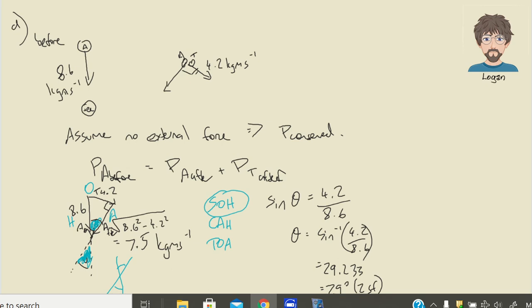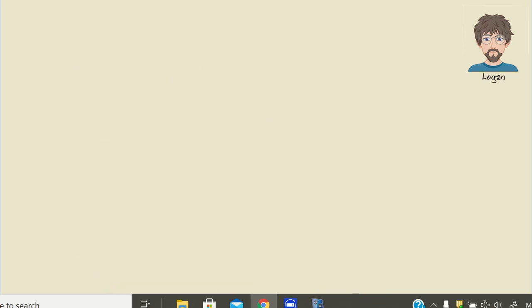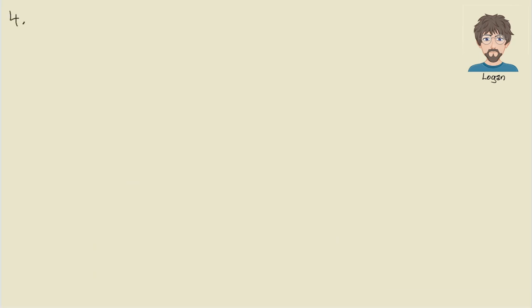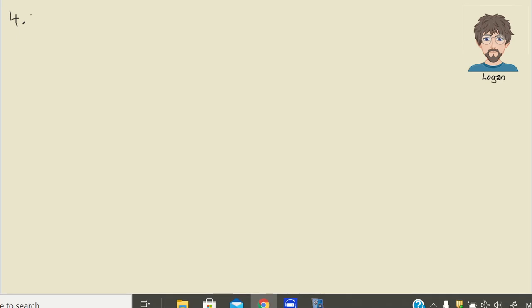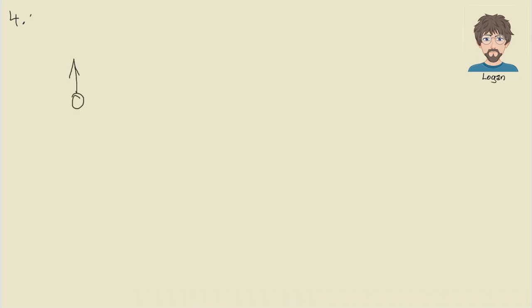What do we got? Question 4. At a bowling alley, a 6.8 kilogram bowling ball traveling upwards with a momentum of 44 kilogram meters per second hits a stationary pin of mass 3.5 kilograms. After the collision, the bowling ball and pin are moving at right angles to each other. The bowling ball at 5.4 meters per second and the pin in the direction up and to the right. So let's just draw this. So the ball before, the pin, the ball.